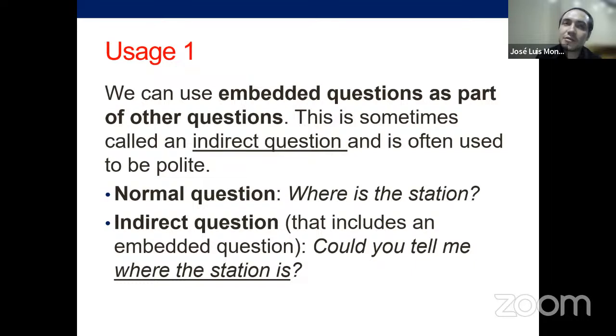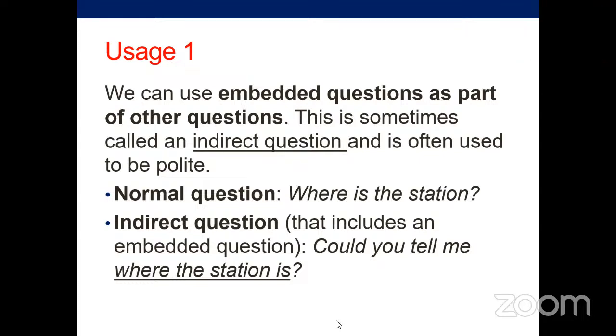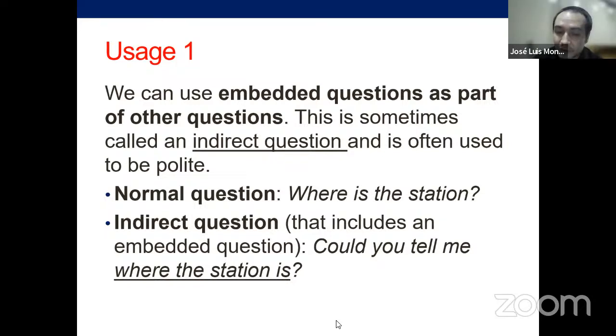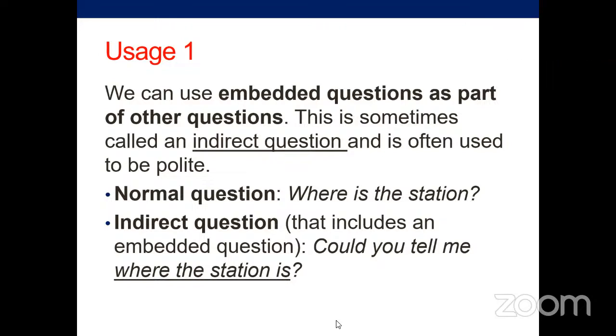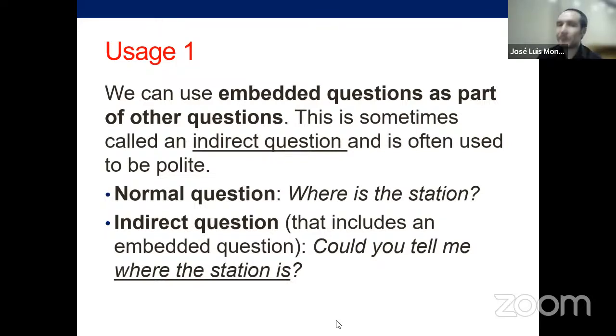Evelyn, if I say this, the question is, what is her name? How do you change that to an embedded question, Evelyn? Could you tell me what her name is? Okay, good. One more time, please. The last part, it was not clear. Only one more time, please. Could you tell me what her name is? Correct. Very good. Thank you, Evelyn. That's correct. Could you tell me what her name is, right?